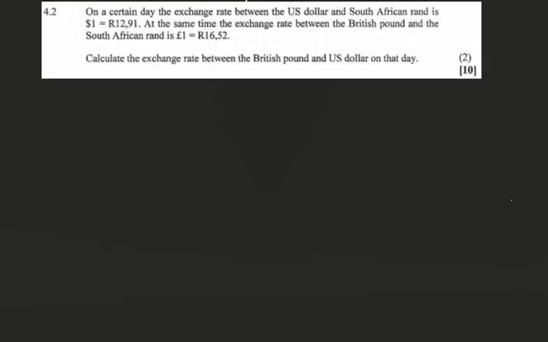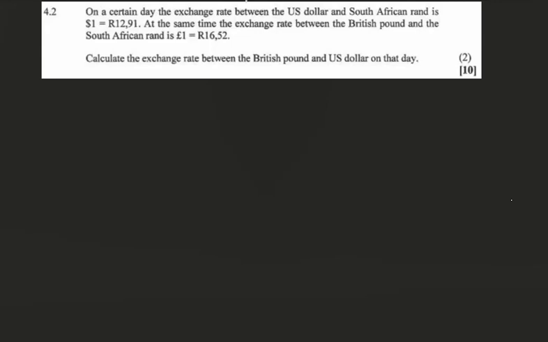Now the last question, 4.2, it says on a certain day. Now this is a different question. I'm sure you can see that. On a certain day, the exchange rate between the US dollar and South African rand, it's $1 is 12 rands 91. At the same time, the exchange rate between the British pound and the South African rand is £1. It's equivalent to 16 rands and 52 cents. Yeah, that's a tongue twister. So it says calculate the exchange rate between the British pound and the US dollar on that day.